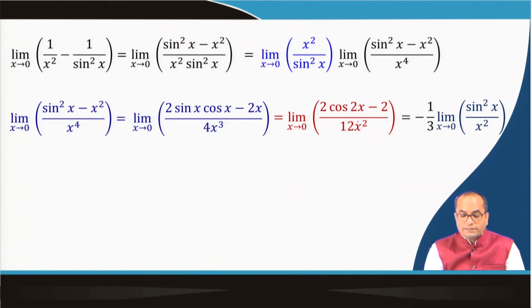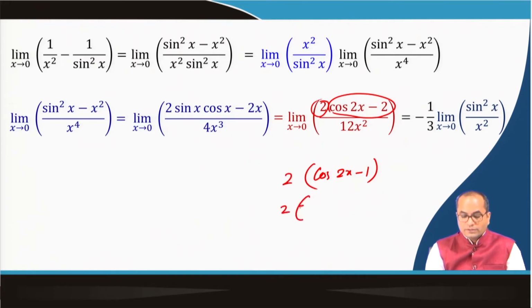Or basically what we are getting now. So 2 if we take common, we have cos 2x minus 1. So cos 2x minus 1 is sin square x, and then there will be, so the cos 2x and minus 1 if we take that 2 common.